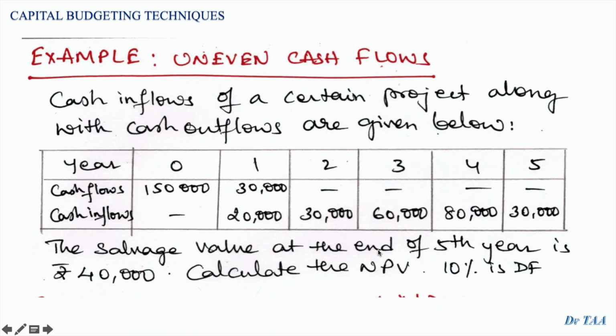Okay. So let us see one more problem with uneven cash flows. The problem goes like this: cash inflows of a certain project along with cash outflows are given below. Here cash outflows are in 2 years, that is in the initial year it is 1,50,000, and in the following year it is 30,000. Cash inflows from first year, you see that 20,000, 30,000, 60,000 like this. The salvage value at the end of the 5th year is given as 40,000. Calculate the NPV, 10% is the discounting factor.